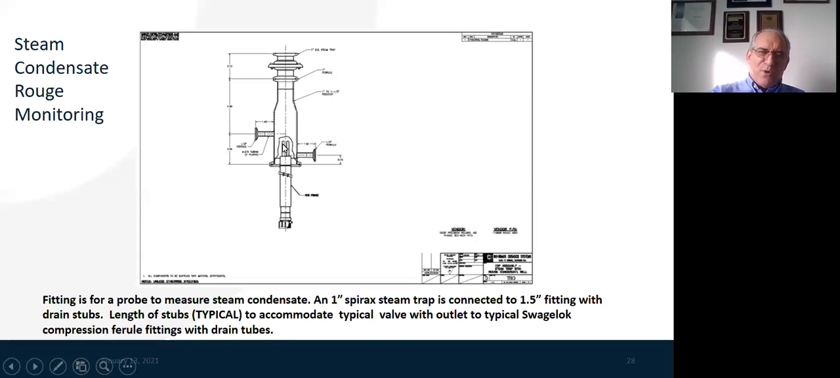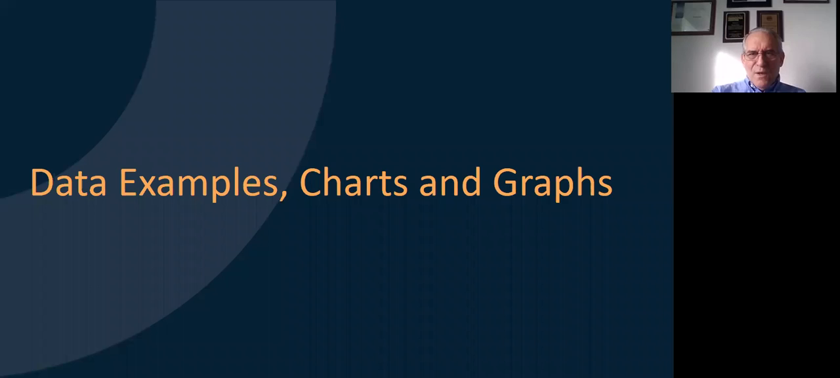The probe will be measuring the amount of rouge that develops based upon the temperature of the water. Even though this is not a singular steam application, it is very indicative of the amount of rouge that's currently developing in the system and can be used for derouging and passivation frequency for your steam system. We're going to go through some data examples, charts, and graphs. You can still put your questions together through the chat box if you'd like, for any given section.